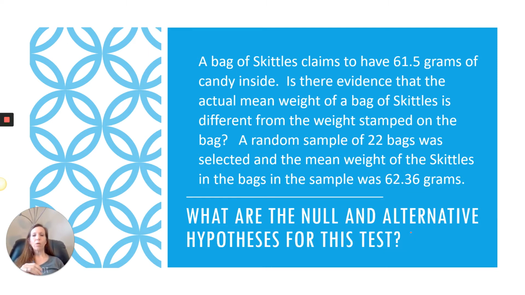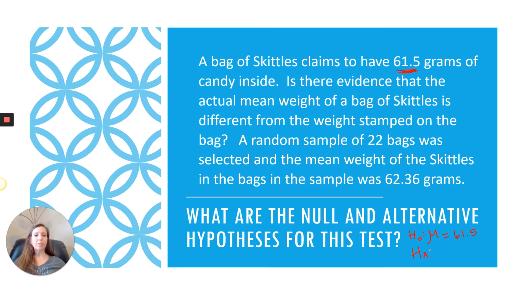Next question, what are the null and alternative hypotheses for this test? The null and alternative hypotheses are always written about the population parameter, which in this case is mu. The null hypothesis is the claim that's being made. In this case, the claim is the weight that's stamped on the bag. Skittles is claiming that their bags weigh 61.5 grams. So my null hypothesis is mu equals 61.5. The equal sign always goes in the null hypothesis.